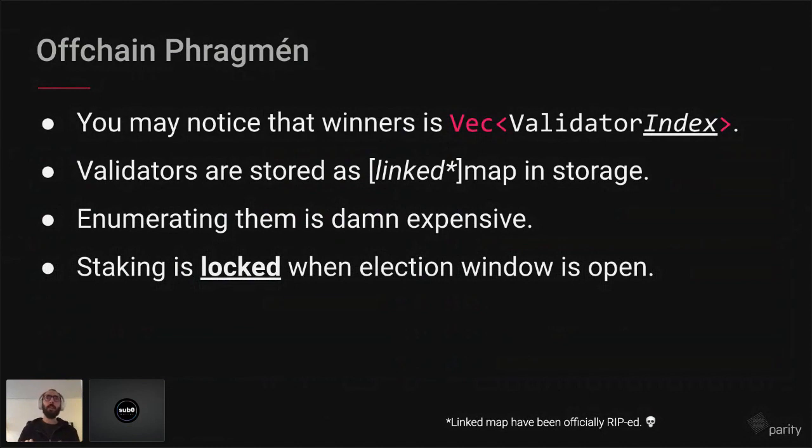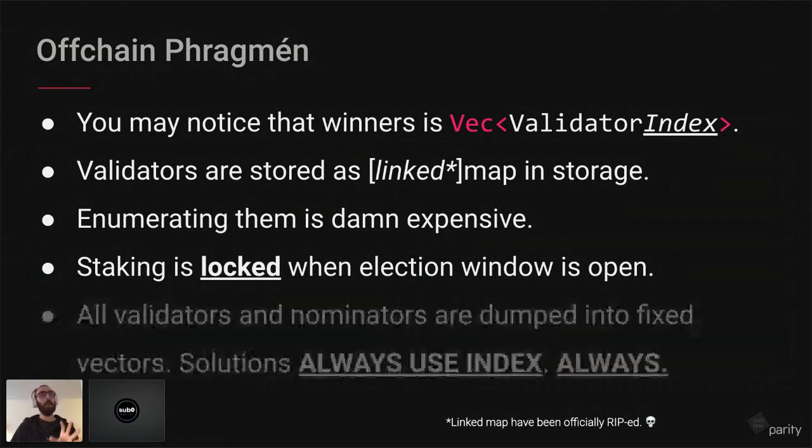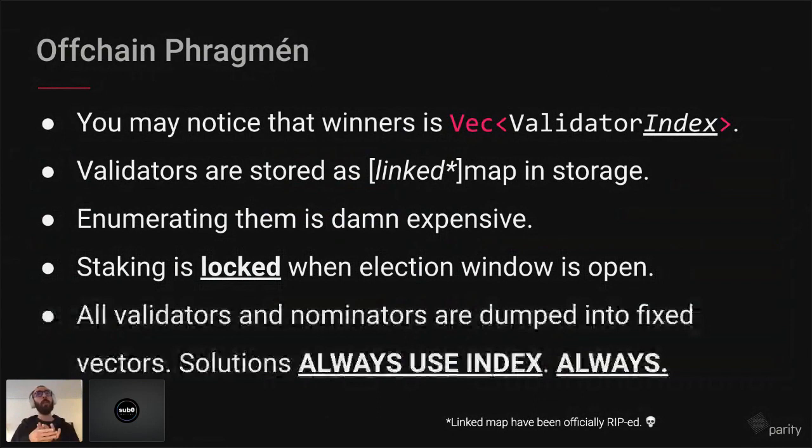So what we do instead is during the election window, staking is kind of locked. So you cannot really submit any extrinsics to, no, you can bond a new account, but you cannot unbond. You cannot change your nomination. You cannot basically change anything that might affect the outcome of a fragment solution. And this has a very good reason. But as the outcome, we can dump all the validators and all the nominators into flat lists or vectors and put them in storage. And now we can reference them by index.